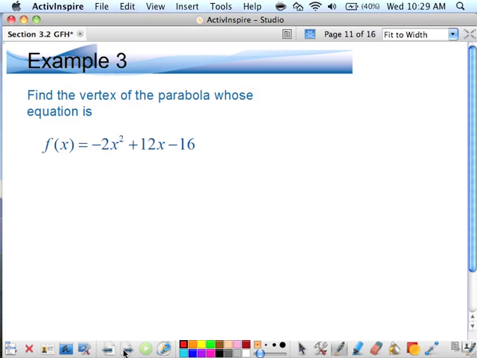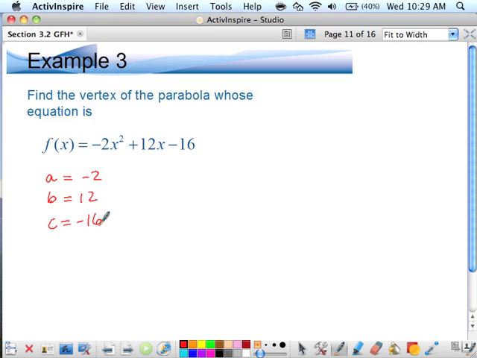Let's find the vertex of the parabola whose equation is y, or f of x, equals negative 2x squared plus 12x minus 16. All we want to do is find the vertex. So first off, to do that, I need you to tell me what is the value of little a? Negative 2. What's the value of little b? Positive 12. And the value of little c? We don't actually need little c to find the x value of the vertex. Now, you should already understand what little a, little b, little c are from way back when we did the quadratic formula in the first unit. So you should know that.